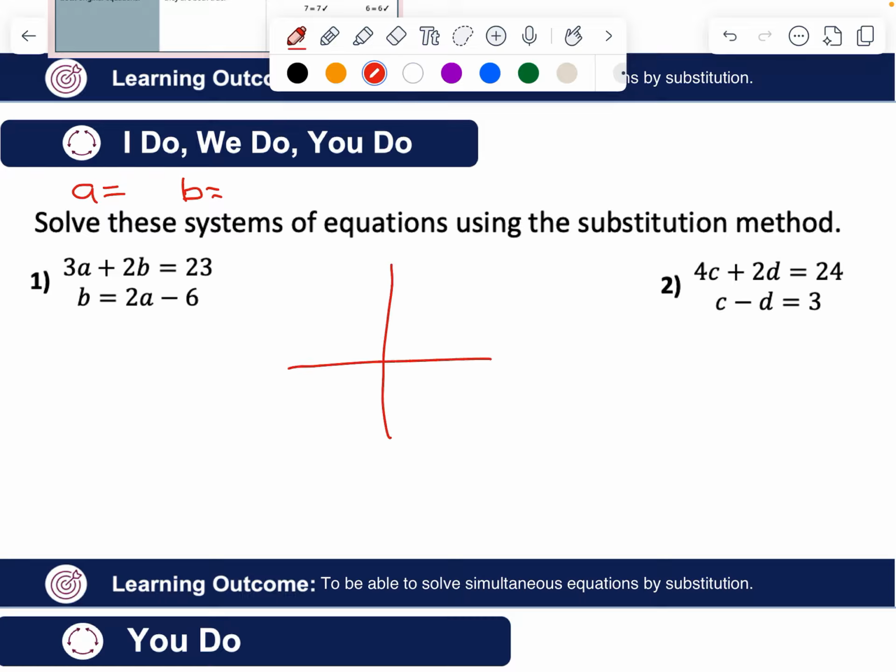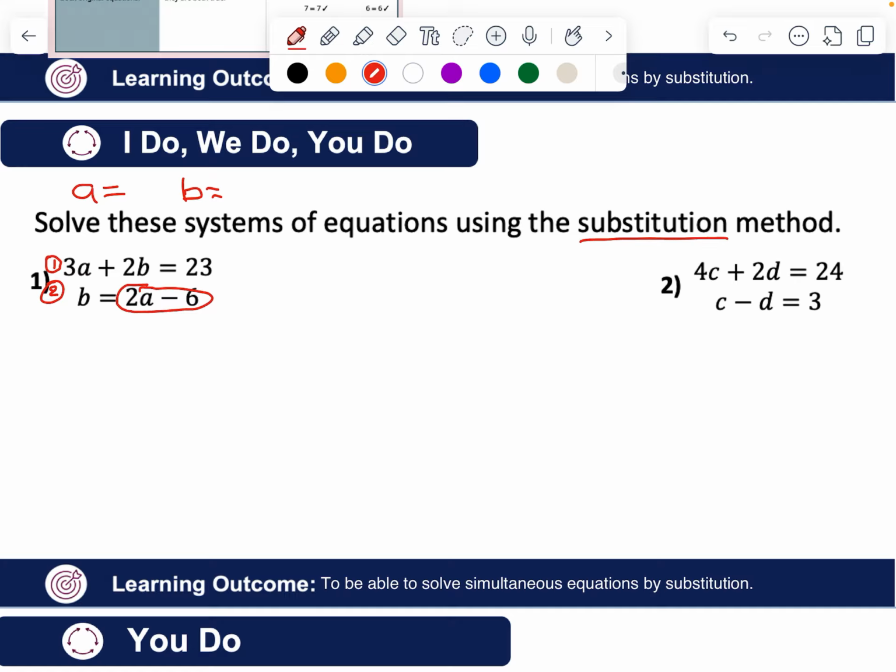So what that means on a graph is, if you graph these two equations, I want to know what is the point that would work for both. Okay, so because we're using the substitution method, that means I'm going to take something and put it into another equation. So if you look here, it reads the first equation, I'm going to call that number 1, number 2. It says 3a plus 2b is 23. The second equation, b equals, and then 2a minus 6. So here, it's telling me what b is. This is b.